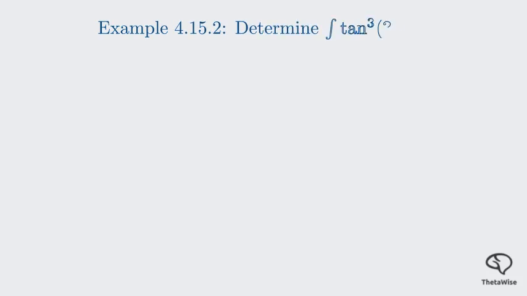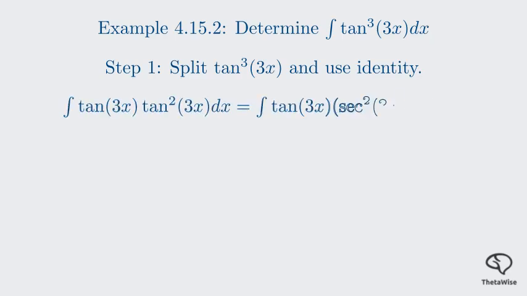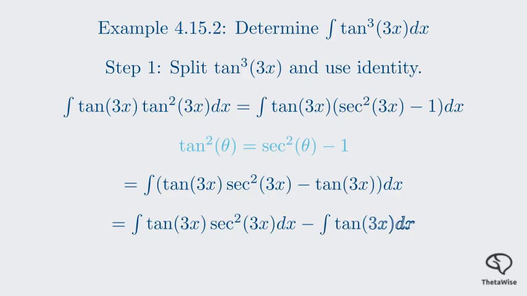Now let's tackle a higher power, tangent cubed. The problem is to determine the integral of tangent cubed of 3x. We can't use the simple formula we just saw because the power is 3, not 2. We must follow our strategy and split off a tangent squared. We rewrite tangent cubed of 3x as tangent of 3x times tangent squared of 3x. Then we apply the identity tangent squared theta equals secant squared theta minus 1. Distributing the tangent 3x, we get two integrals: the integral of tangent 3x secant squared 3x minus the integral of tangent 3x. We will solve these two parts separately.